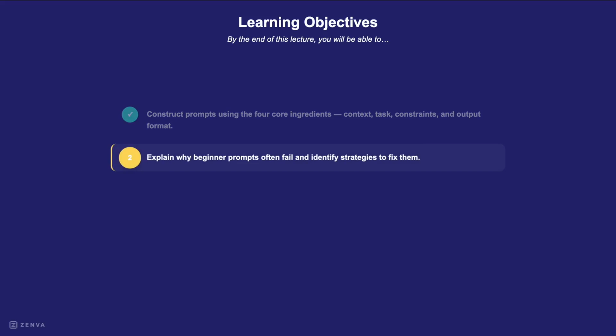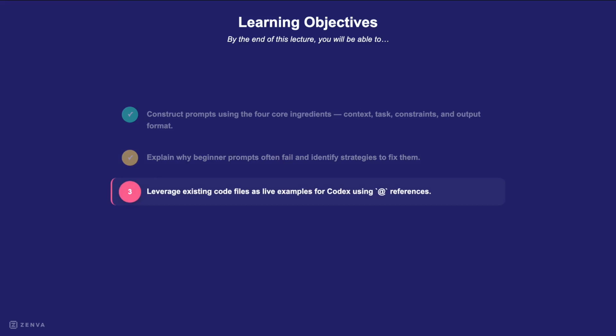Next, you'll see common mistakes, learning why many new prompts fail and how to fix them. This helps you troubleshoot well and improve your method. You'll also learn to use existing code files as live examples for Codex. This makes your prompts more dynamic and exact with powerful art references. This method greatly boosts the quality and relevance of the AI's output.